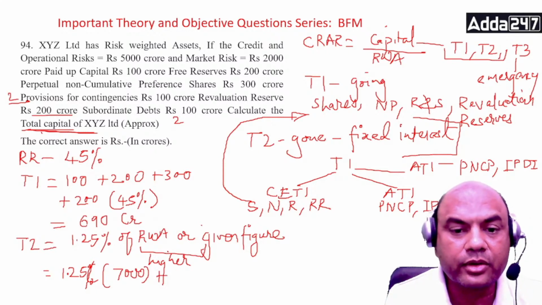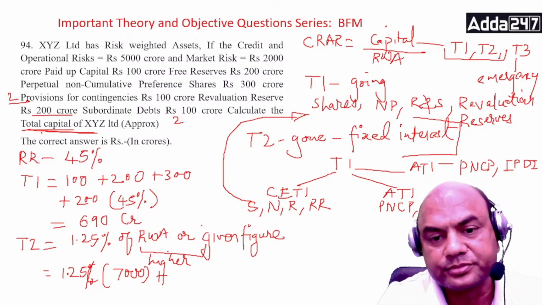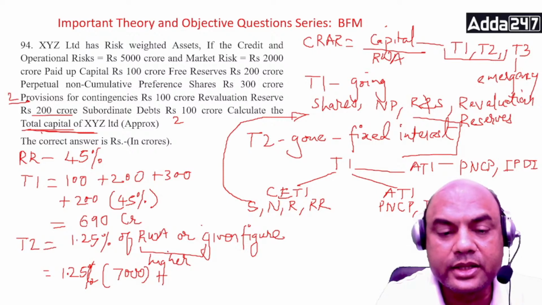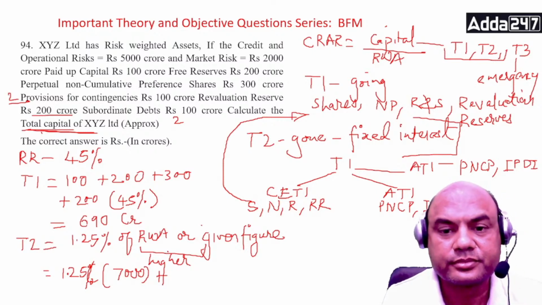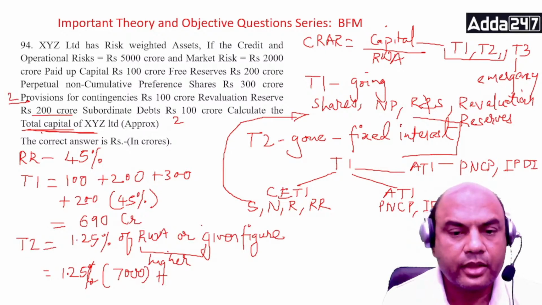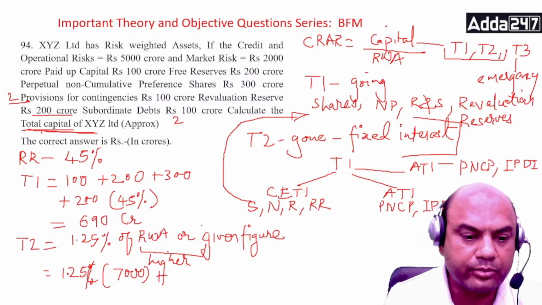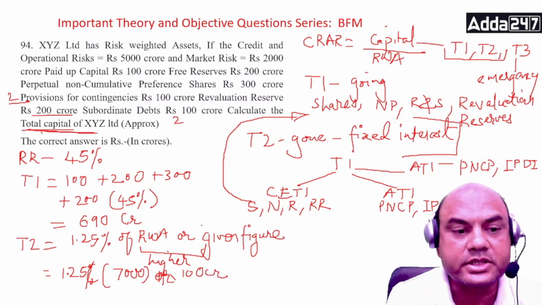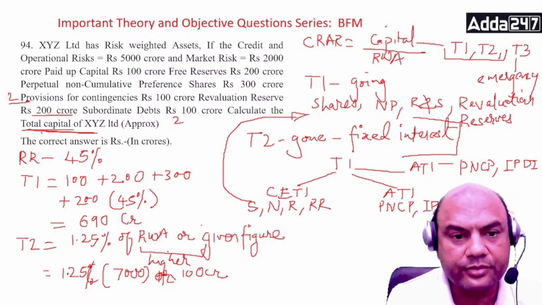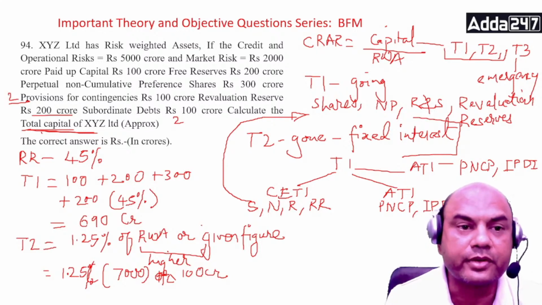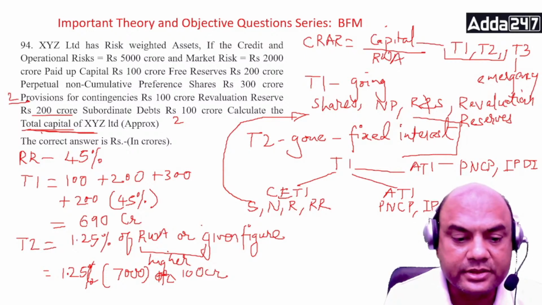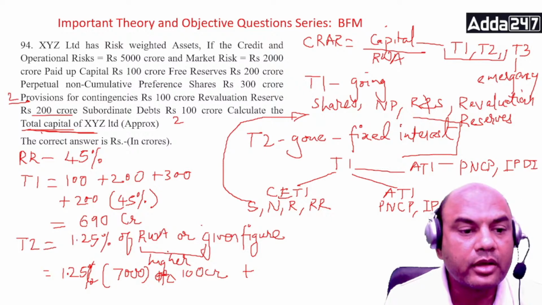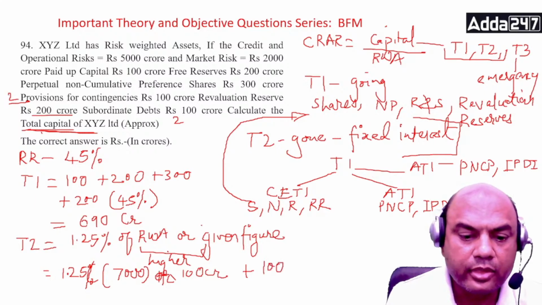Provision for contingencies is given as 100 crores. So now what will you do in this? We'll have to adjust between these two figures, right? 1.25% of 7000 or 100 CR, whichever is higher. Look at this, 100 CR is given in the question. Plus, which is the second one? Subordinate debt, that is 100 crores. So take it as it is. Subordinate debt is as it is, so 100.